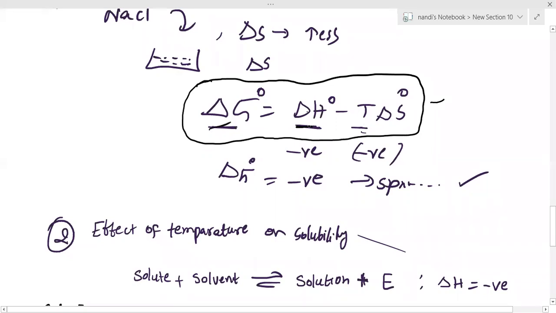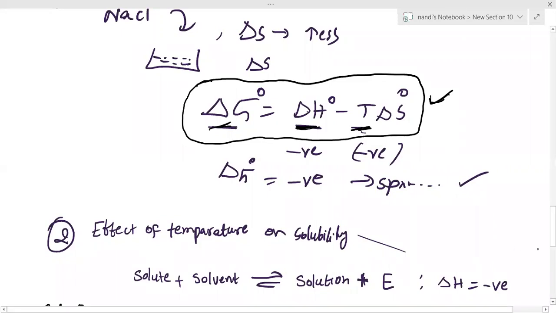Then substitute here positive or negative, and temperature as increase or decrease. Use this formula, otherwise apply Le Chatelier's principle. Anything is fine. Either you can apply Le Chatelier's principle, or every time you can use the equation. Our target is delta G negative. If delta G is negative, it means a spontaneous reaction.